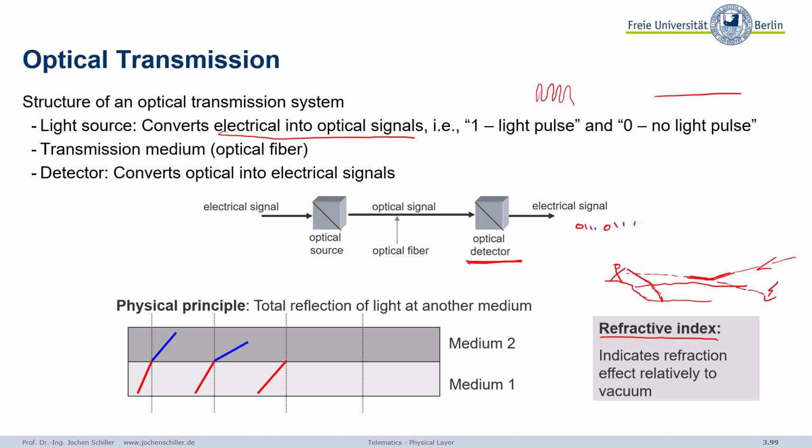So if you change the angle, there's a certain point when suddenly light is reflected. And that's the idea, that we try to insert light into our fiber consisting of a certain medium with a higher refractive index compared to the surrounding medium with a lower refractive index, trying to keep the light inside this medium 1 in this example.